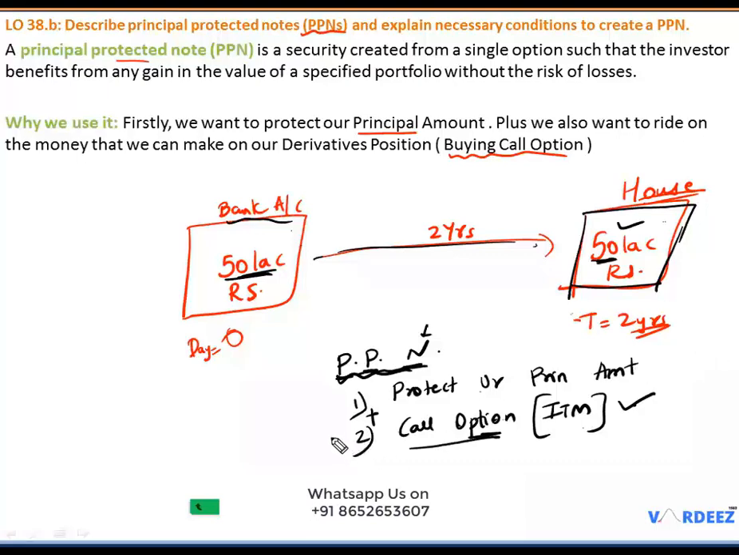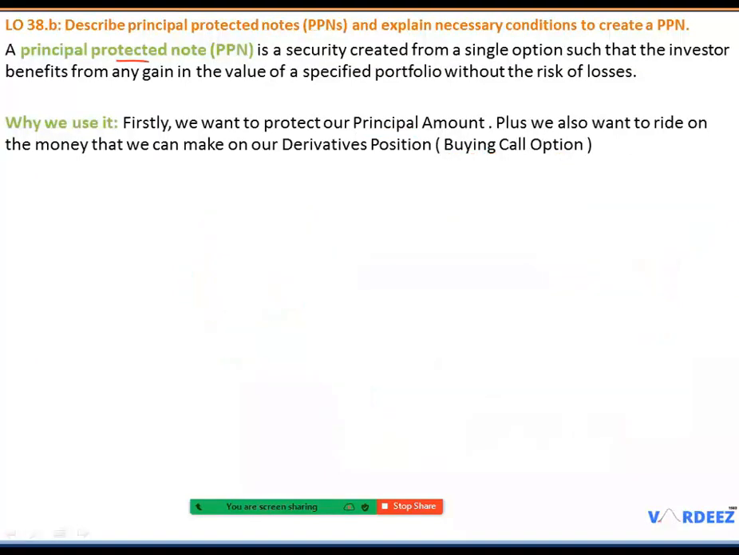You are taking a risk with this derivative position, that is the call option. But your major condition is that your principal has to be protected. This is also getting satisfied with a principal protected note. And this is the reason why, rather than going for an FD or some other instrument, we use this PPN.